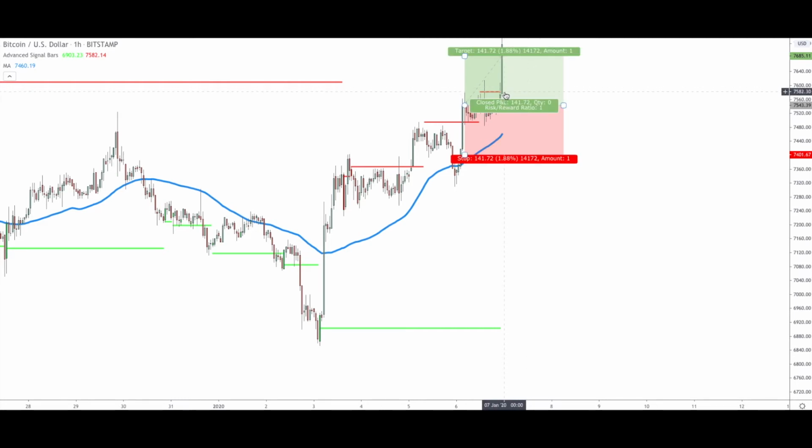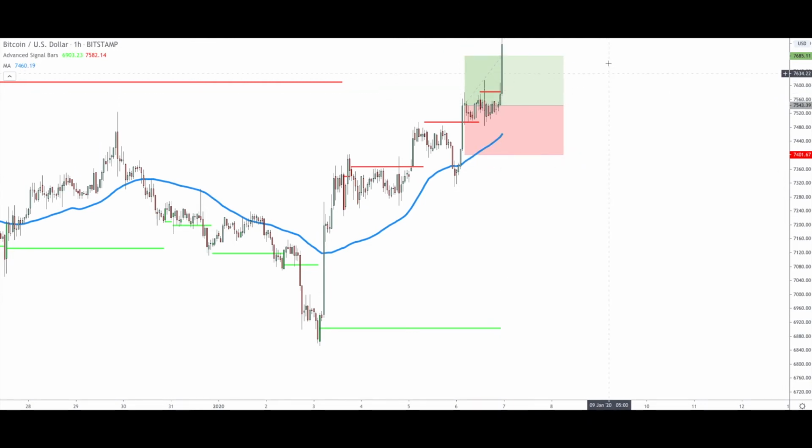Actually, one opportunity is right now, because you see that the price is breaking above this horizontal red line, but since this is also the close of this opportunity, I'm not entering in this one. I'm just skipping this one and I'm seeing what happens next.